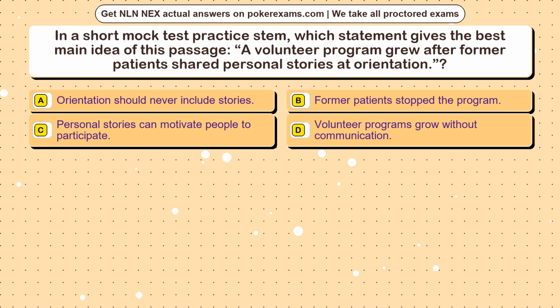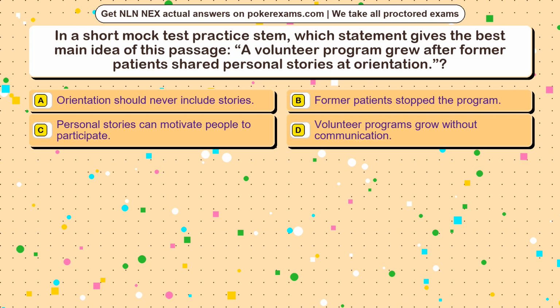Question 14. In a short mock test practice stem, which statement gives the best main idea of this passage? A volunteer program grew after former patients shared personal stories at orientation. Option A, orientation should never include stories. Option B, former patients stopped the program. Option C, personal stories can motivate people to participate. Option D, volunteer programs grow without communication.